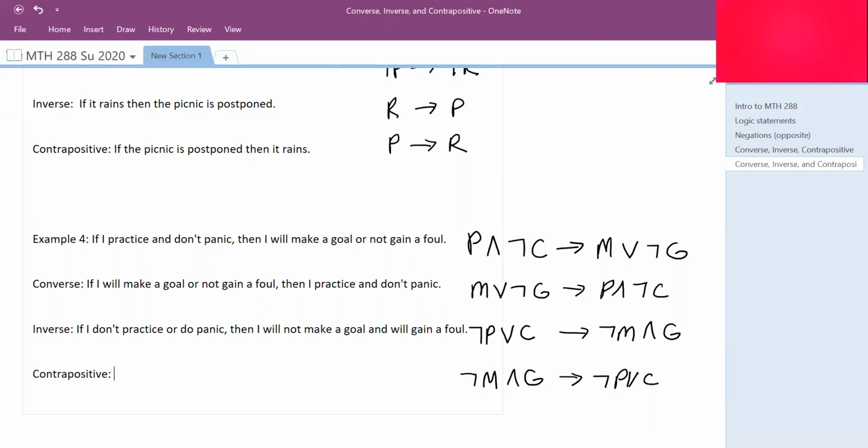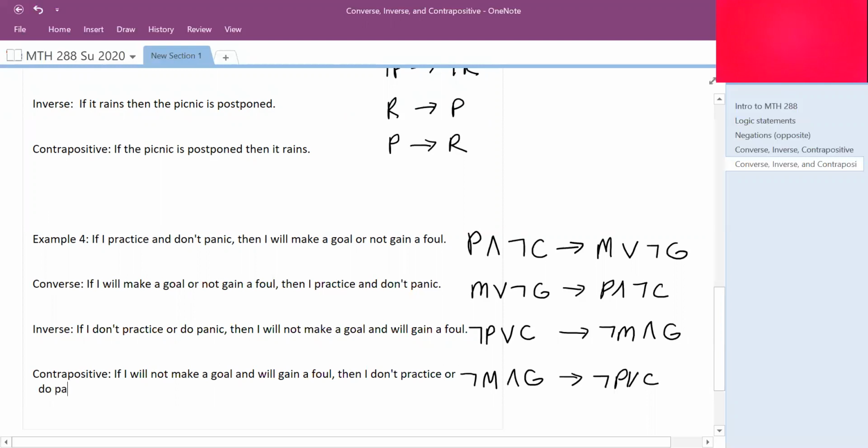All right, and to do the contrapositive, the one that is the same as the original. If I will not make a goal and will gain a foul, then I don't practice or do panic.